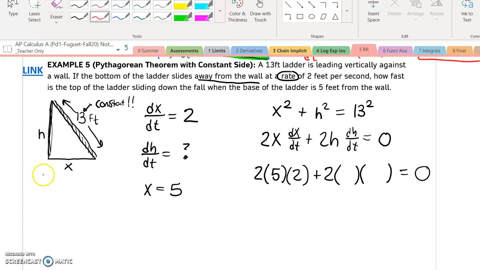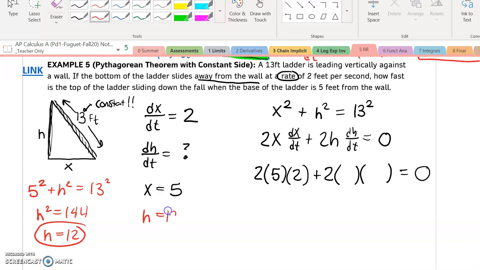To find h, we're going to do what we've done since we learned the Pythagorean theorem years ago in middle school or in geometry, and that is we can just solve the Pythagorean theorem by saying 5 squared, which is x squared, plus h squared equals 13 squared. We're solving for the snapshot, for this moment of time where x is 5 and the ladder is 13. So we're going to end up with h squared equals, 169 minus 25 is 144, so h is going to be 12.